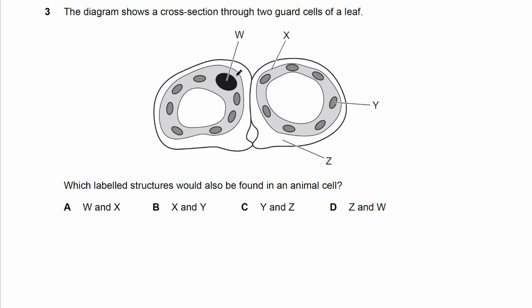Okay, what is W? This is the nucleus, so we have it. What is X? I think the cell membrane, we have it. What is Y? It's a chloroplast, we don't have it. What is Z? Z, I think the inner of the cell wall, so we don't have it. That means we are looking for W and X. It's A. Okay, so the right answer for question number 3 is A.